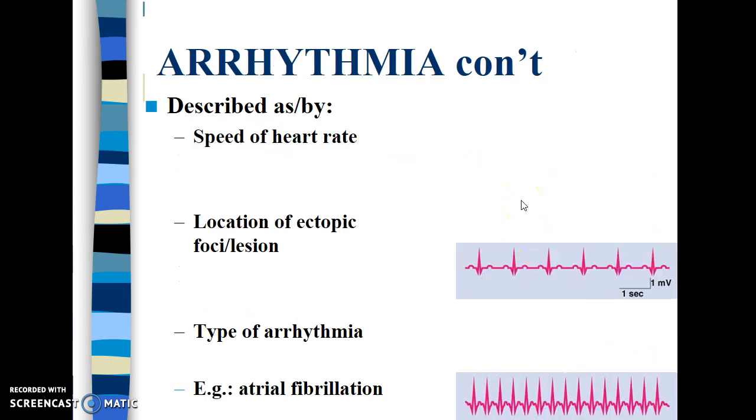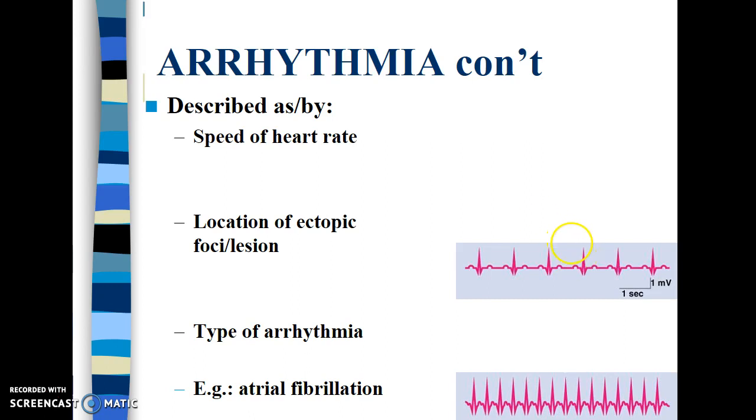We can describe arrhythmias, and we typically think first of the heart rate that they induce. If they create a fast heart rate, we call that tachycardia. And if it is a slow heart rate, we call that bradycardia. You guys are hopefully familiar with those two terms. And then the next thing we do is look for where that ectopic foci or lesion is in the heart, because that is where it's going to originate from, and then we can name it.